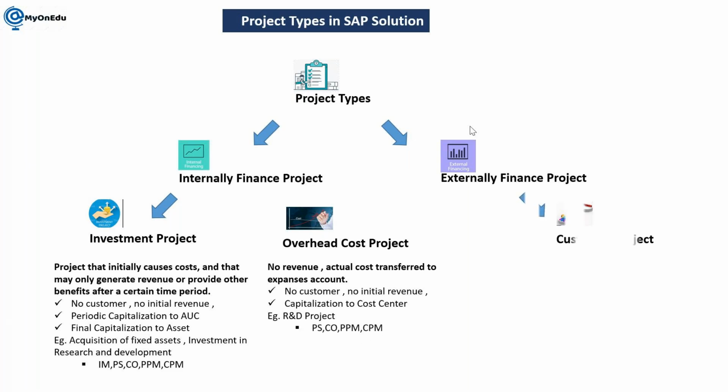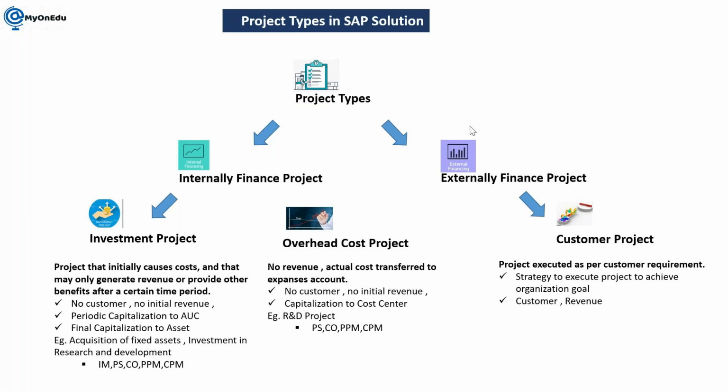Next is the externally financed project. We used to call it a customer project also, because it has to be financed by the customer. We need someone who needs to finance it, so he's the customer. In this case we will have revenue. It will be executed based on the strategy or objectives given by the customer to us. So we'll have a customer, we'll have revenue, and we will capitalize into the product or project.